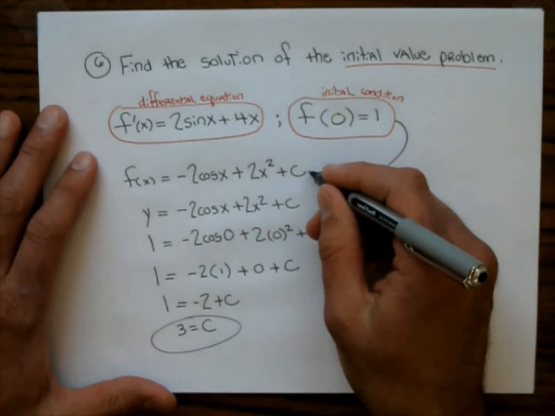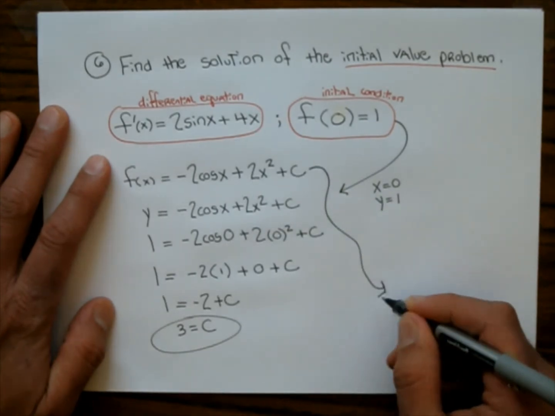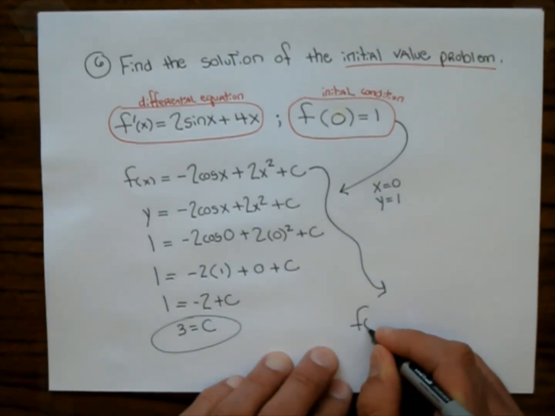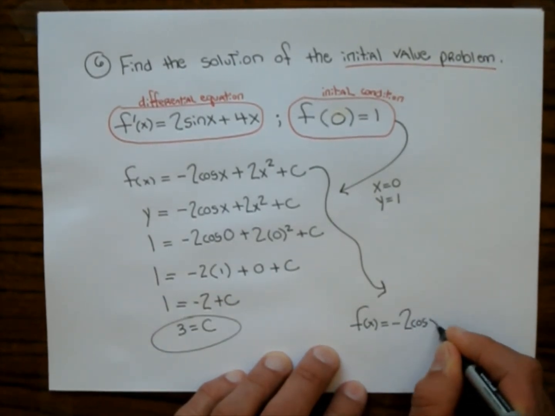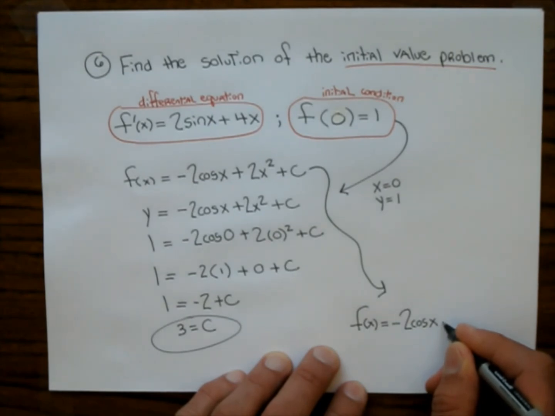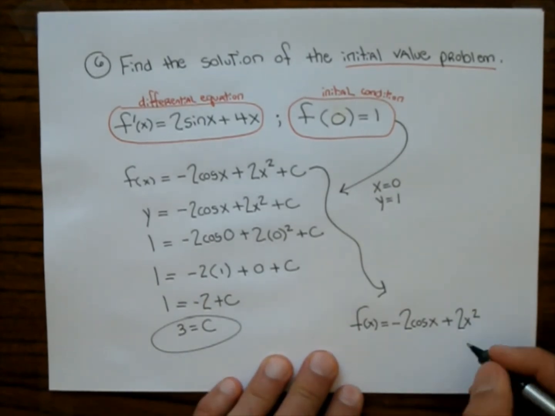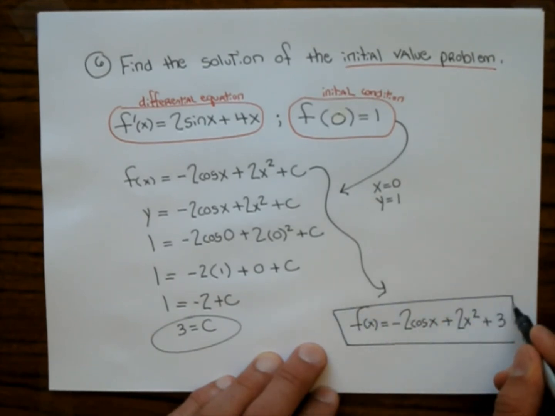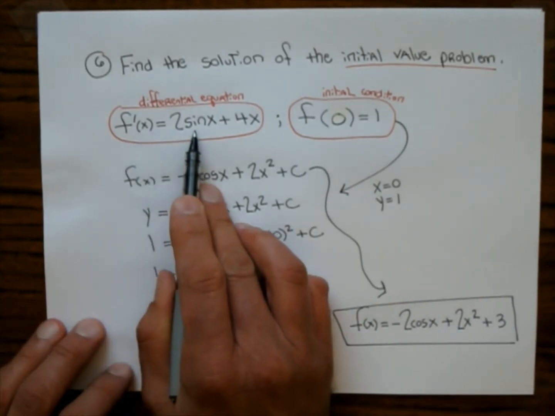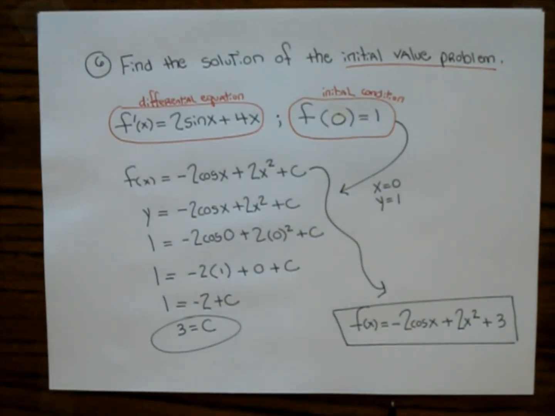So our final answer, when they ask us to find the solution of the initial value problem, is going to be this right here. F of x equals negative 2 cosine x plus 2x squared, and then plus c, so plus 3. And essentially what we have found is the position function with a velocity function that was given and an initial condition. So that is the answer to what this problem asks us to do.